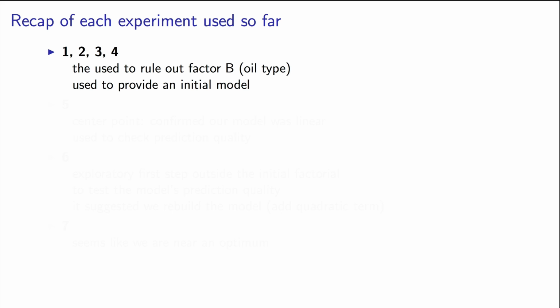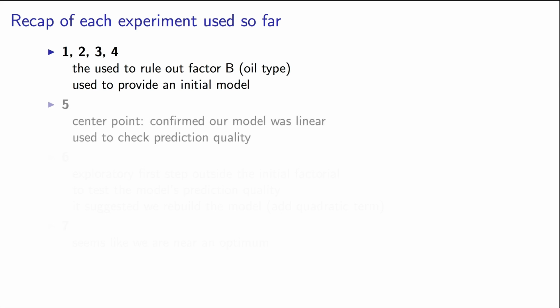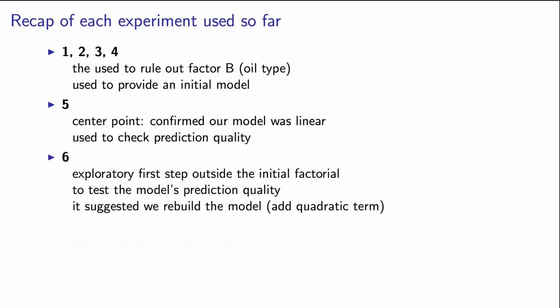The first 4 experiments were used to rule out factor B, the oil type. And those experiments also gave us our initial model. Then we ran a center point at 135. The center point confirmed that our system was linear, and we used it to check the model's predictions. Experiment 6 was our first step outside the box. We really tested the model's prediction capacity. We used this as justification to rebuild the model as well. And then our 7th experiment seems to be near the optimum, and I'll say more about that next.